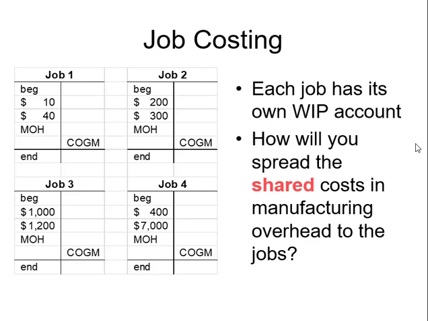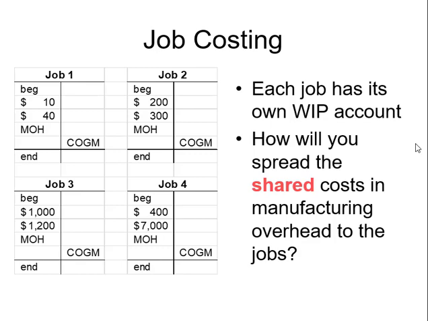Overhead is shared with all the jobs. So what about the insurance for the factory? Or what about the person that goes out and bids on all the jobs? All the jobs share in the benefit of that, but he's not bidding on one particular job, he's bidding on all of the jobs. And so the indirect costs need to be spread to these jobs so that you can price to cover it.